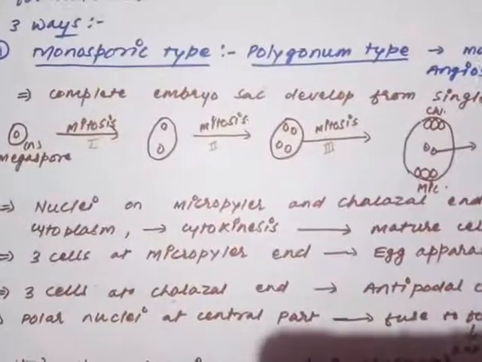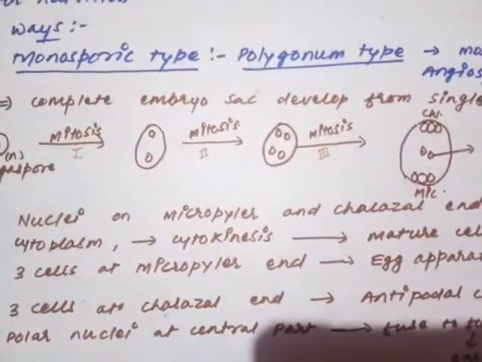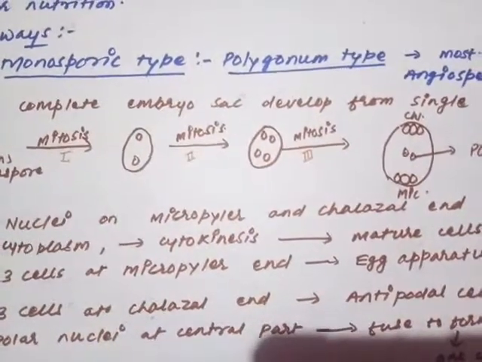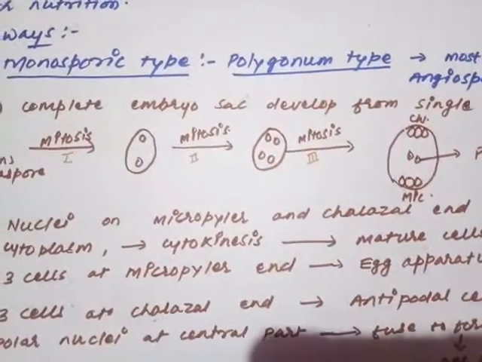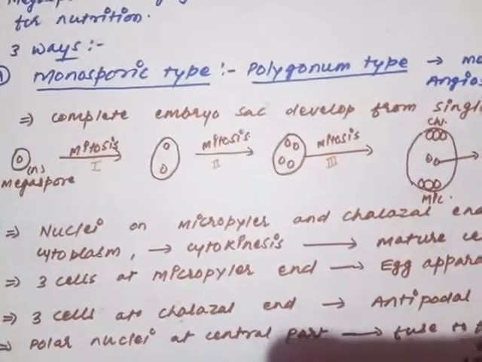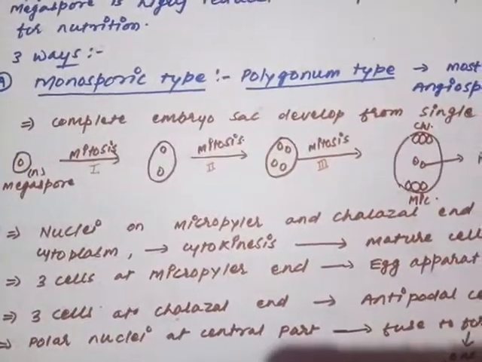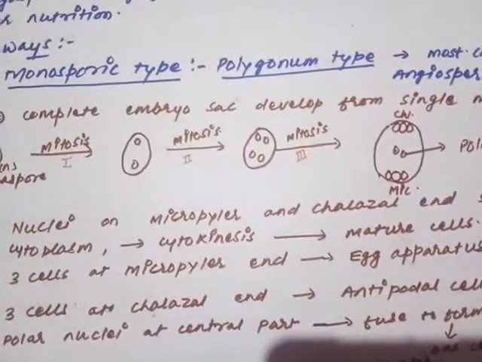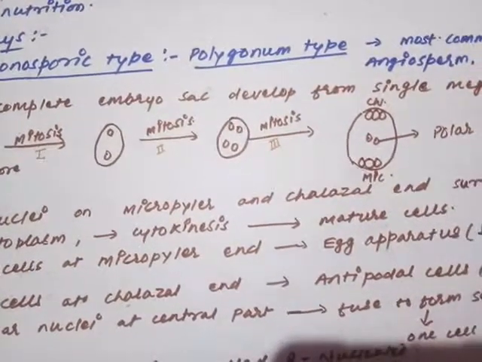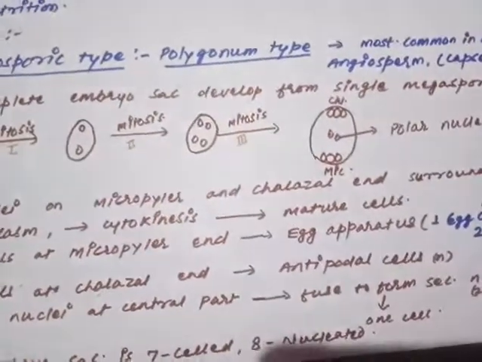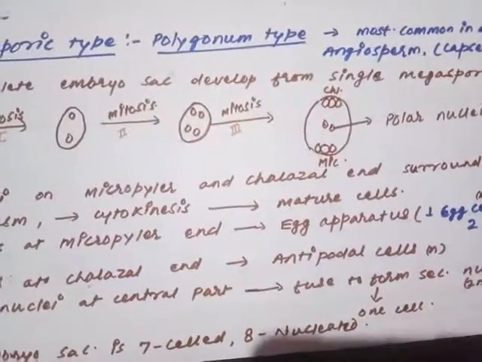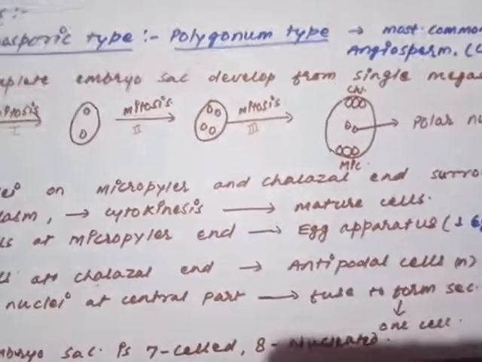First, what happened? The single megaspore enlarges in size by absorbing nutrients. Now it will undergo the process of mitosis. First 2 nuclei, then the second mitosis gives 4 nuclei, then the third mitosis gives 8 nuclei. Now these nuclei are being arranged in a proper pattern. How are they going to arrange?